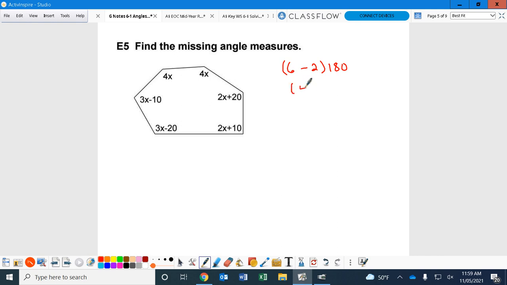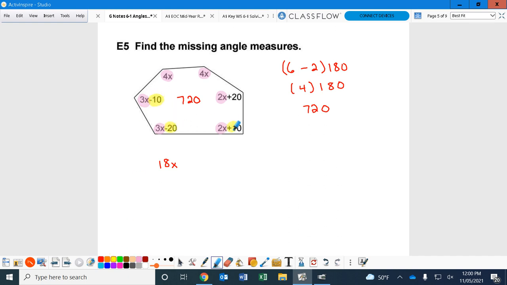6 minus 2 is going to be 4 times 180, which is going to be what? 720? Thank you. Perfect. So our total is 720. So guys, we're going to add all the variables up. We'll start with that. 3, 4, 4, 2, 2, and 3. Add all those up. Tell me what you get for the variables. 18x. And then we're going to combine all of the numbers.